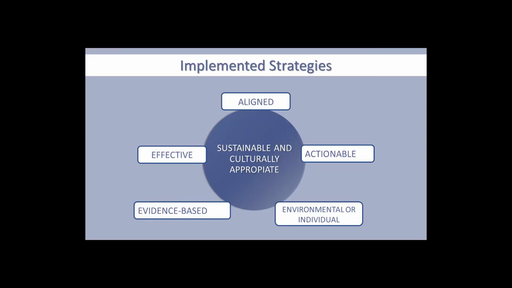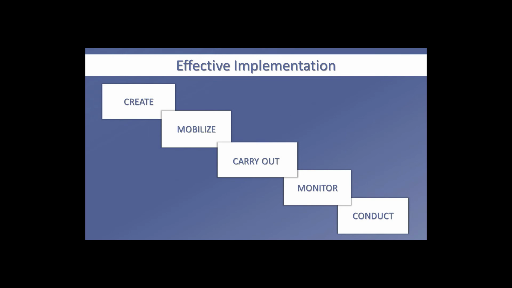Strategies and action steps need to be aligned with identified risk factors, be actionable, be environmental or individual, be evidence-based, be culturally appropriate, and be effective as well as sustainable. Ensuring strategies are effectively implemented requires these 5 steps. Create an action plan that includes tasks and a timeline for implementing interventions. Mobilize support and build capacity. Carry out your chosen evidence-based strategy in a timely and effective manner. Monitor, evaluate, and adjust as necessary, and conduct desired outcome evaluation measures.